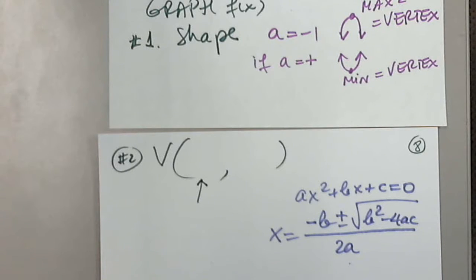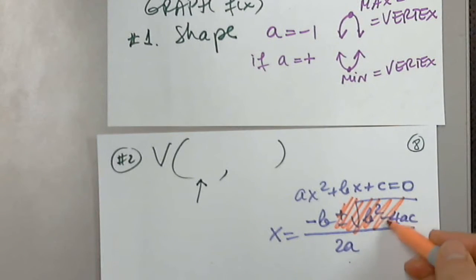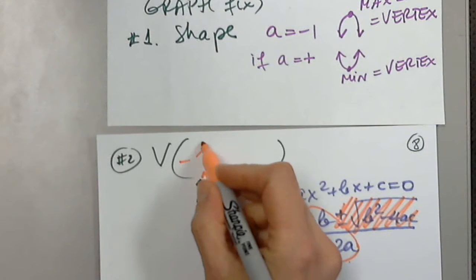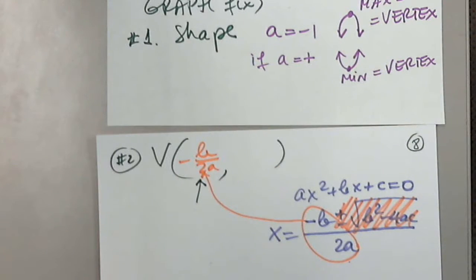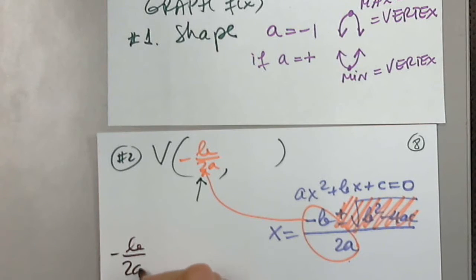Very good. So here's how I would like you to remember the x-coordinate of the vertex. Anything that has nothing to do with the radical, that's the x-coordinate of the vertex. If you remember the quadratic formula, you will remember the x-coordinate of the vertex. So let's find it. Negative b over 2a.